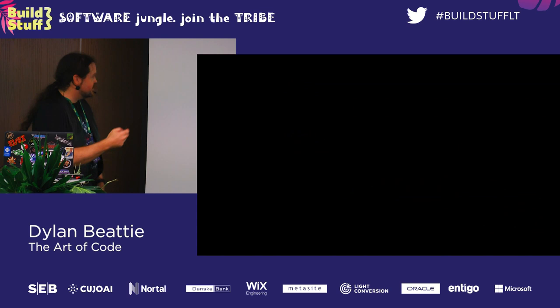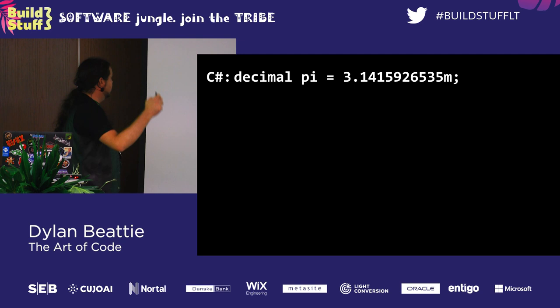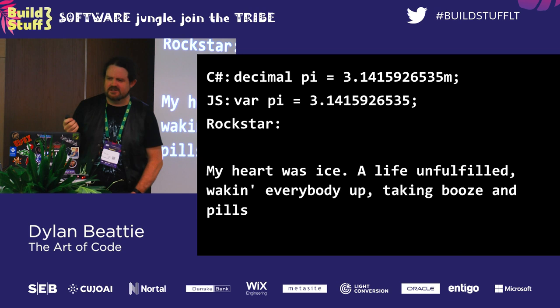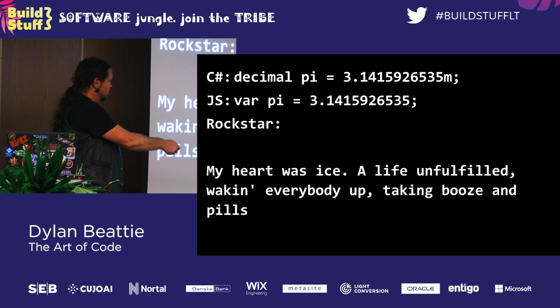We can do it with floating point numbers as well. You want to initialize pi in C, 3.1415, blah, blah, blah. And JavaScript, var pi equals, well, it's JavaScript, so you're going to get almost pi, like approximately. In Rockstar, my heart was ice, a life unfulfilled, waking everybody up, taking booze and pills. 3.1415.